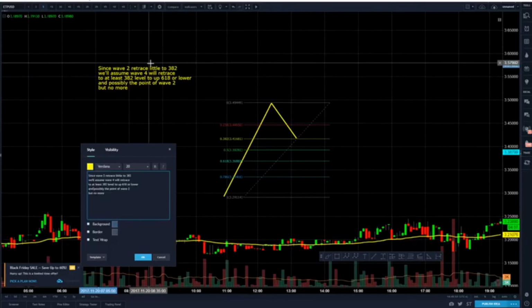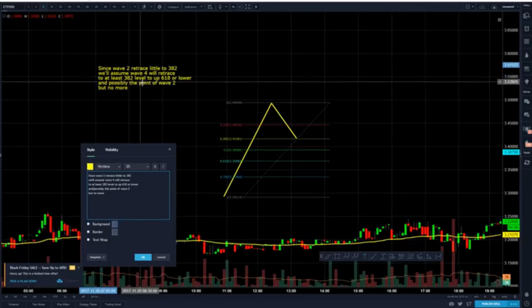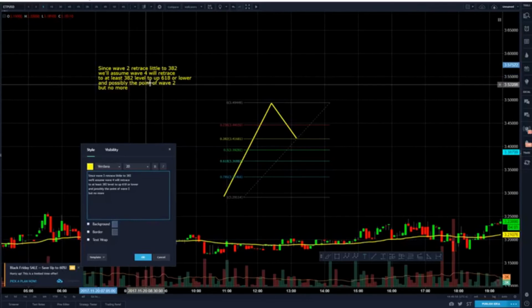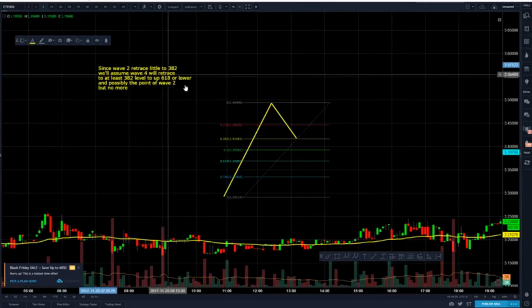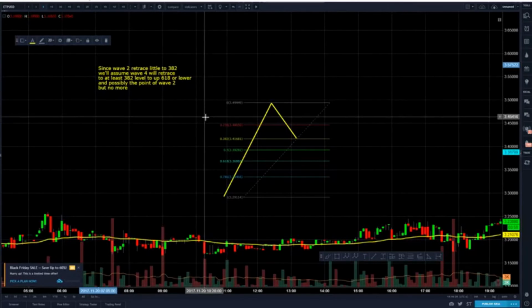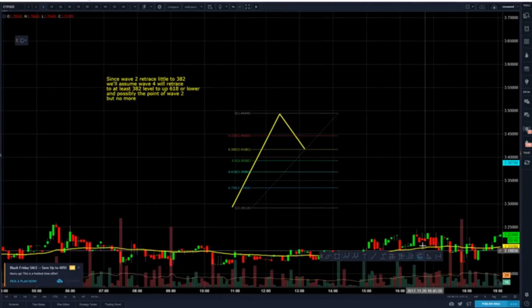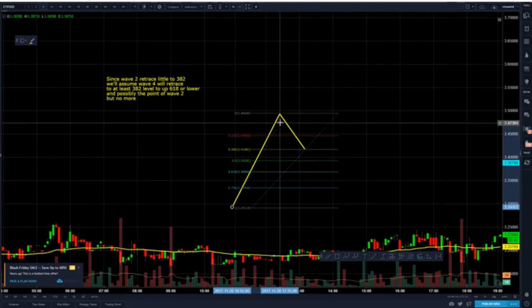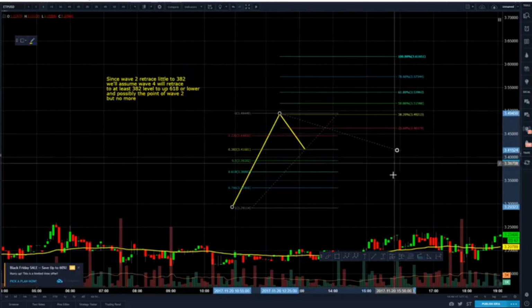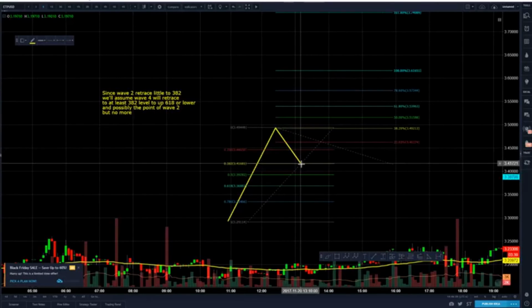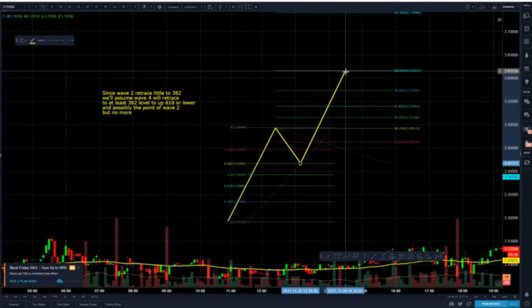Wave 2 retraces little to 382. We'll assume wave 4 will retrace to at least 382 level, up to 618, that's a magical number, or lower, and possibly to the point of wave 2, but no more. Now, because we have this one here, we will take our Fibonacci extension from point A to point B to point C, and we will automatically assume that this one here can hit 100% to do a measured move, okay?